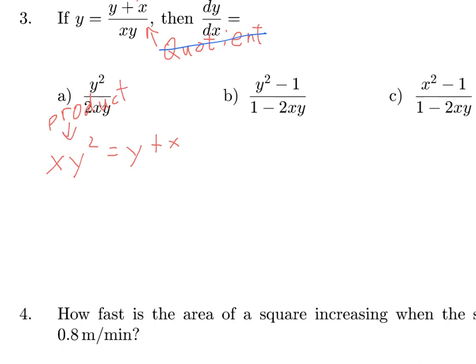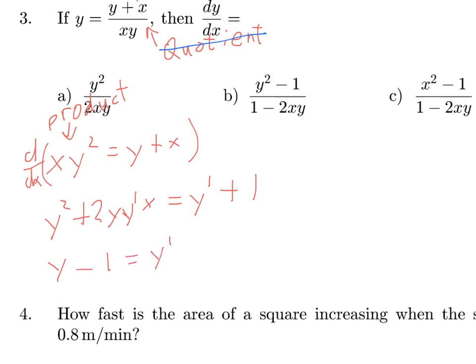Alright, the derivative of this with respect to x. On the left side, our product rule, the derivative of x is 1 times y squared, plus the derivative of y squared, which is going to be 2y y prime times x. This is just a product rule. Equals the derivative of y is y prime, plus the derivative of x with respect to x is 1. We need to get y prime by itself. It's going to be y minus 1 equals y prime minus 2y y prime.